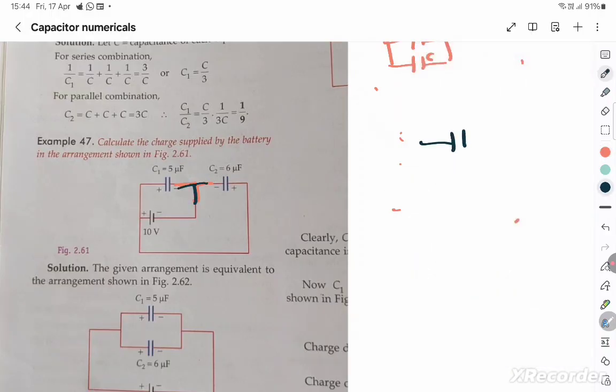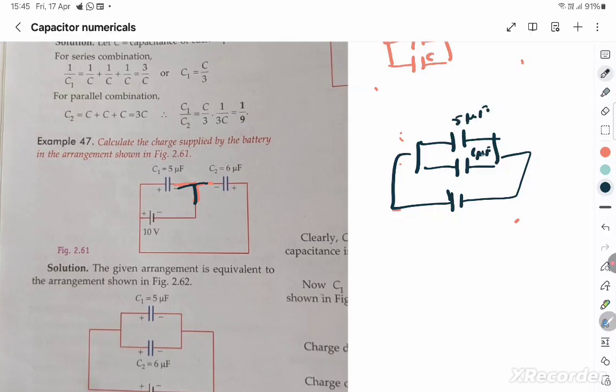So you can just rearrange and draw this. This is C1 and C2, both of which are just connected to a battery of 10 volts. You can just redraw it like this, then it becomes easy. 5 microfarad and this is 6 microfarad, and so the equivalent is 11 microfarad.